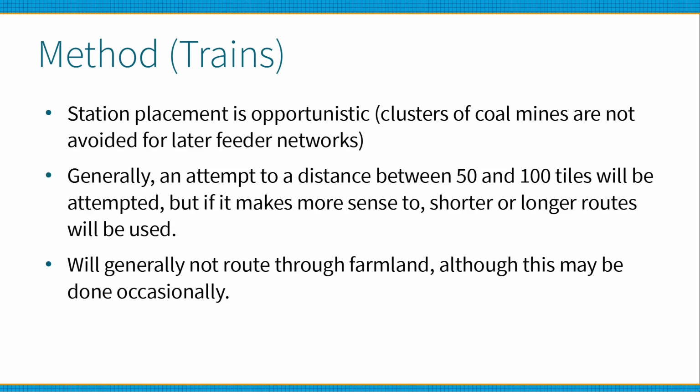And then finally, we're going to use opportunistic station placement, which means if we've got clusters of coal mines, we're not going to try to reserve those for a feeder network. That probably wouldn't happen. Typically, we're going to try to shoot for between 50 and 100 tiles, but if it makes more sense, we might use a shorter or longer route. And this is because we might have to route through farmland. This might be done occasionally, but we'll try not to.